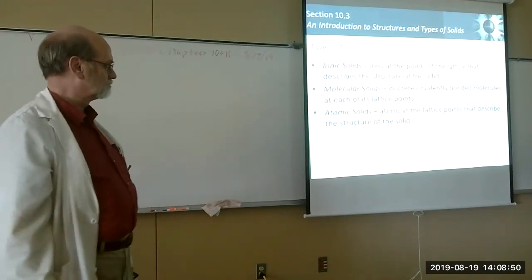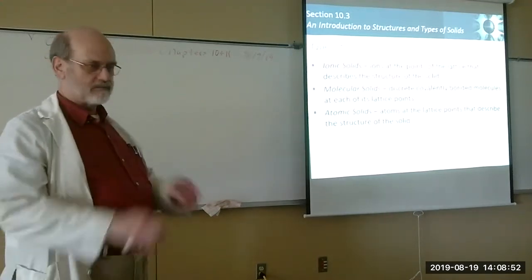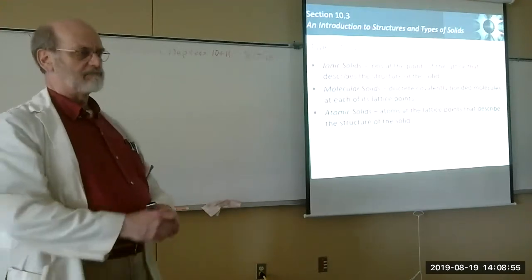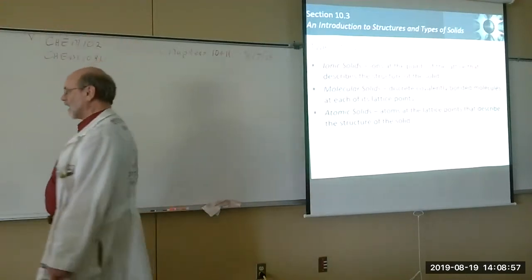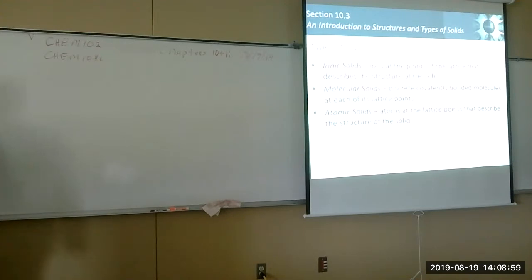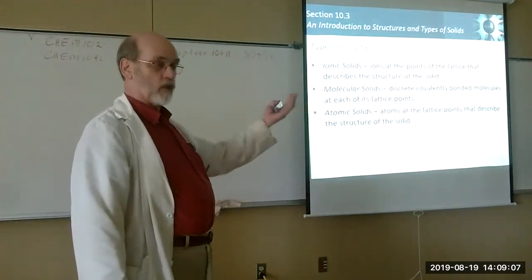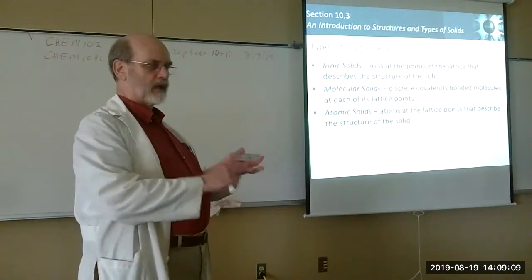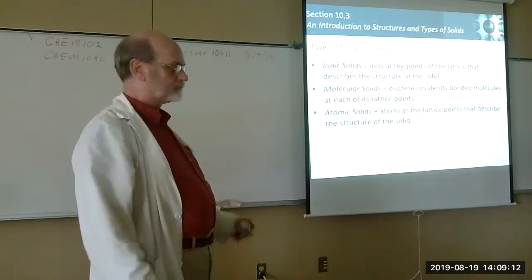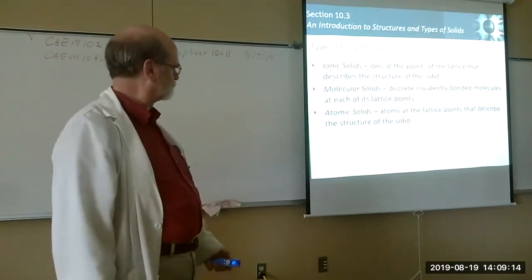Atomic solids. Those are made up of just atoms. And most of the time, not always, but most of the time, they involve metals. And they arrange themselves in one of those three forms, you know, the simple cube, body-centered, or face-centered cubic. Most of the time.